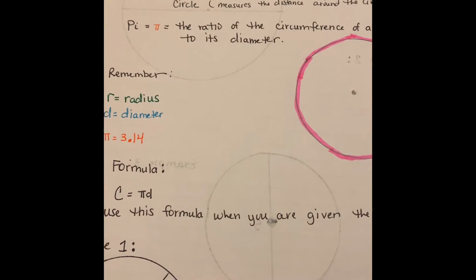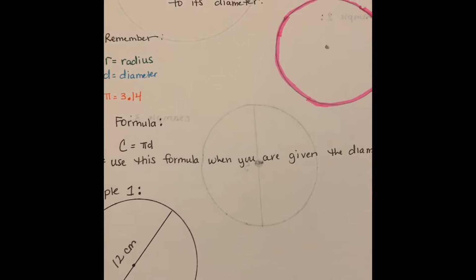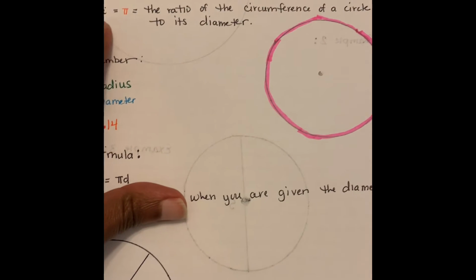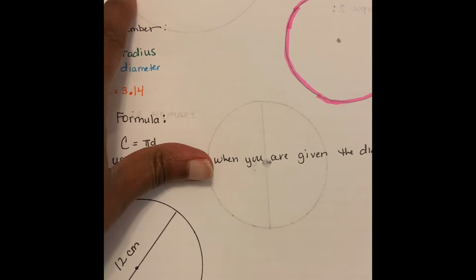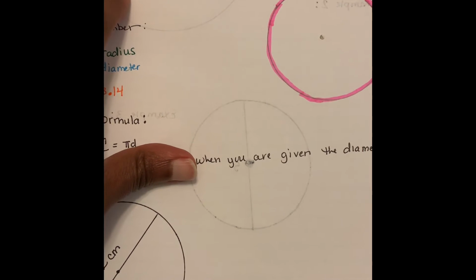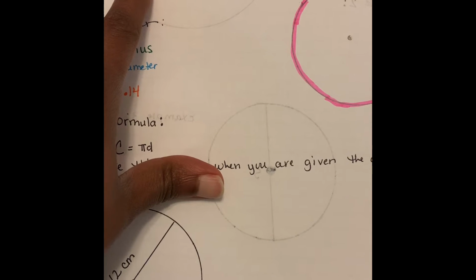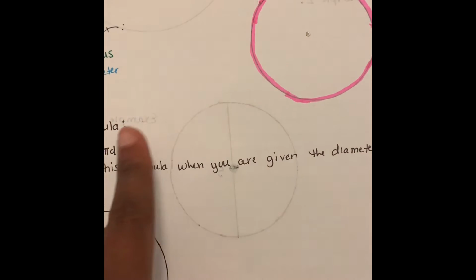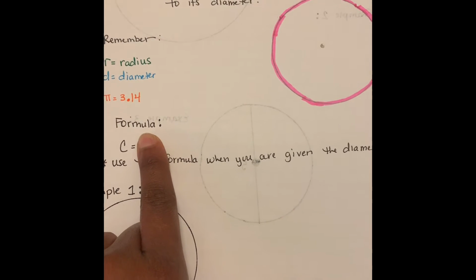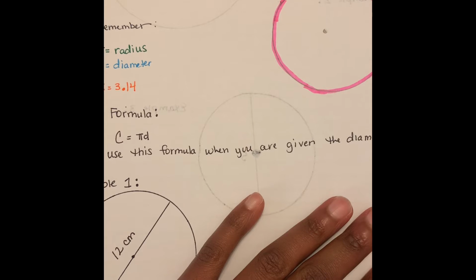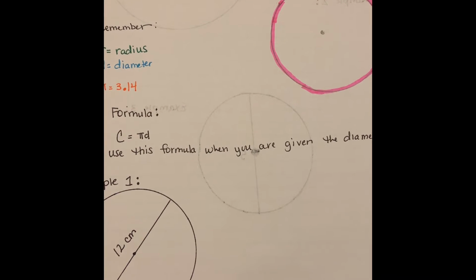Pi is another thing we need to know and learn about when we're talking about circles and circumference of a circle. It's spelled P-I, and we pronounce it pi, like eating a piece of apple pie. Pi equals this symbol. It is the ratio of the circumference of a circle to its diameter.